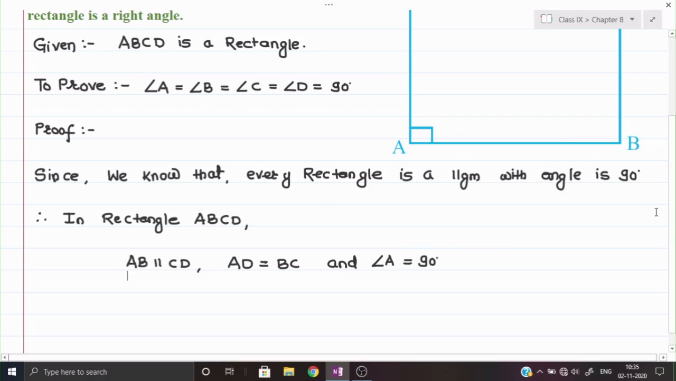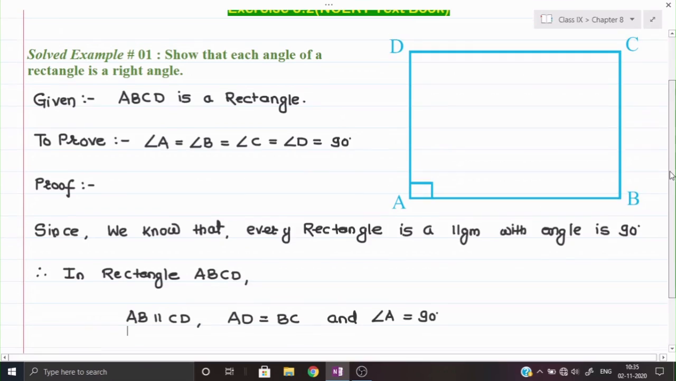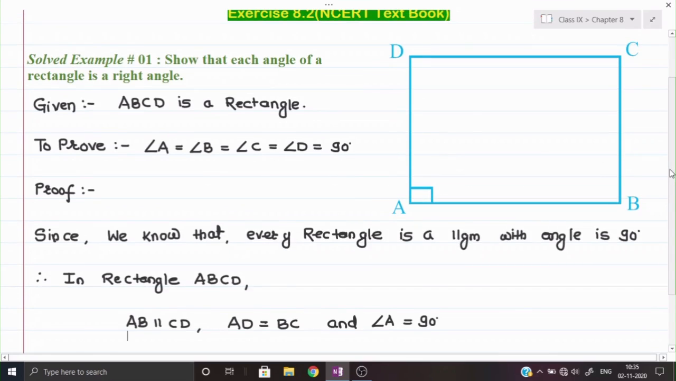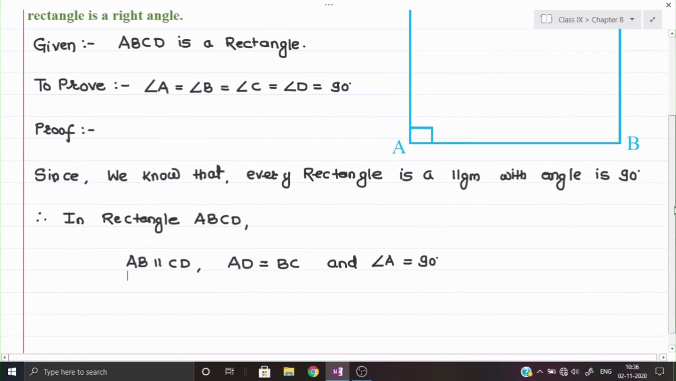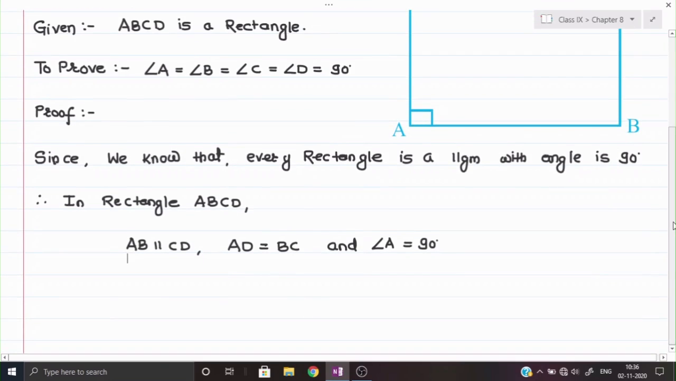Now see, one angle is of 90 degrees. We know that in a parallelogram the angles opposite to each other are equal. So if angle A is equal to 90 degrees, C will also be 90 degrees. And if we are able to prove angle B is 90 degrees, then angle D will also be 90 degrees because both are opposite to each other, and in a parallelogram the opposite angles are equal. So here we have to prove basically one more thing, that angle B is 90 degrees.